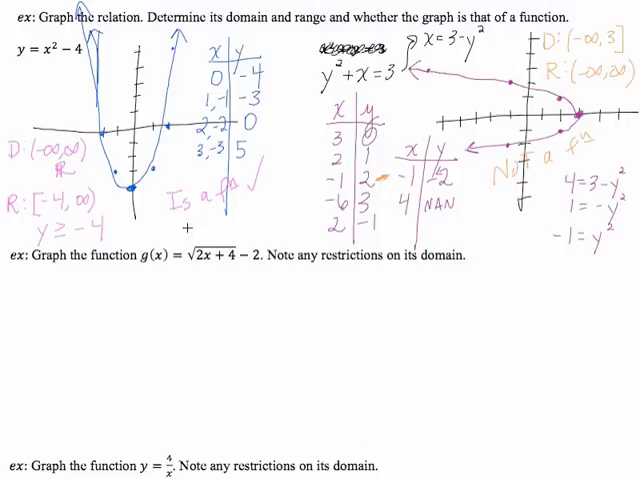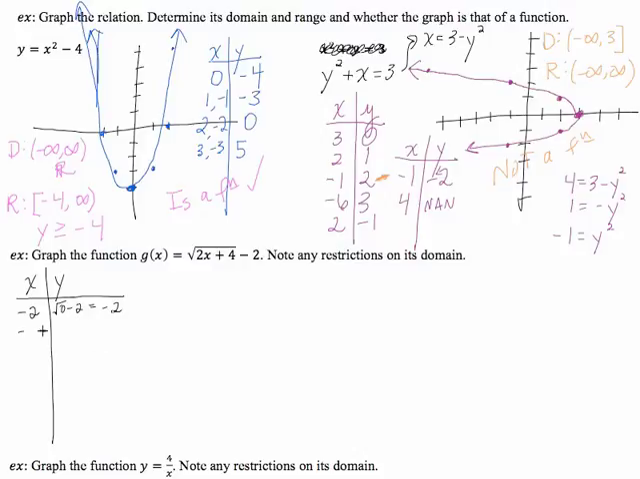Okay, next let's look at this one. Graph the function g of x equals the square root of 2x plus 4, minus 2. Okay, it's a radical function. We're going to, again, plot a few points here. Let's start with negative 2. Negative 2 for x times this 2 is negative 4, plus 4 is 0, so I have the square root of 0 minus 2. The square root of 0 is 0. That's defined, it's fine. So I get negative 2.